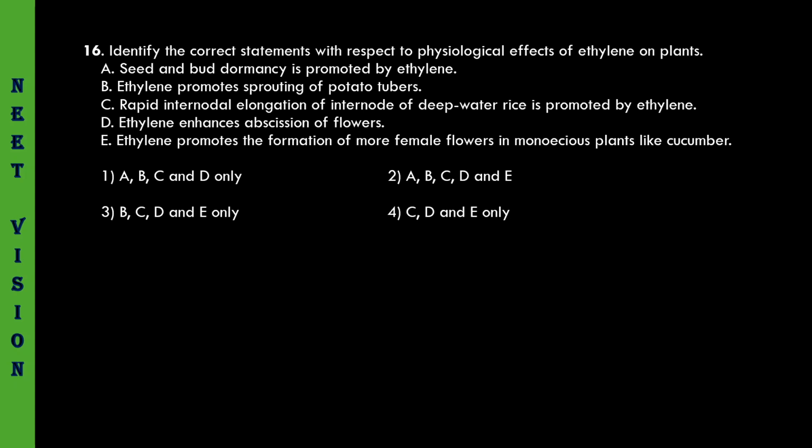Rapid internodal elongation of deep water rice is promoted by ethylene. Absolutely true. In deep water rice during flooding, rice plants may be drowned. In such situations, ethylene is synthesized and it promotes the elongation of internodes so that the leaves are brought over the surface of the water. The leaves instantly become aerial. So C is also correct.